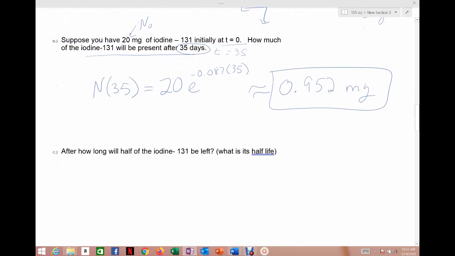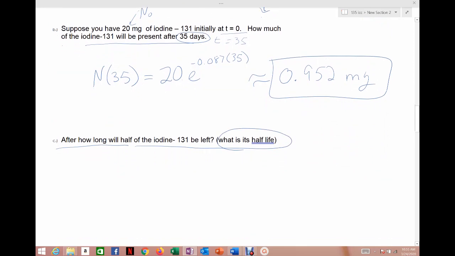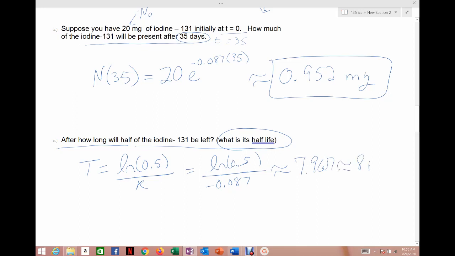All right, after how long will half the iodine be left? So we're looking for half-life. Again, there are two ways you can do this. You can remember that the half-life is equal to the natural log of 0.5, or 1/2, over our decay constant. So it would be the natural log of 0.5 divided by negative 0.087. Just like with the doubling time, you can memorize that formula. It comes out to 7.96, so I'd probably round that to 8 days.